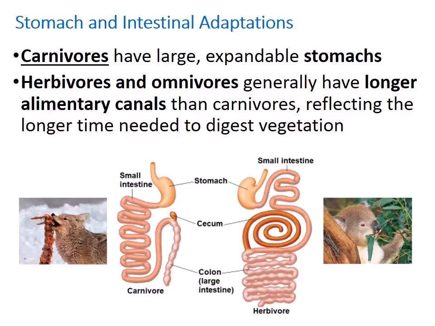So if we look to the left, there's the stomach and small intestine and the cecum and the colon of a carnivore, and then on the other side we've got a koala. So notice the length of the cecum on the koala, notice the length of the colon on that koala there, giving lots of space for mutualistic bacteria to help with digestion.